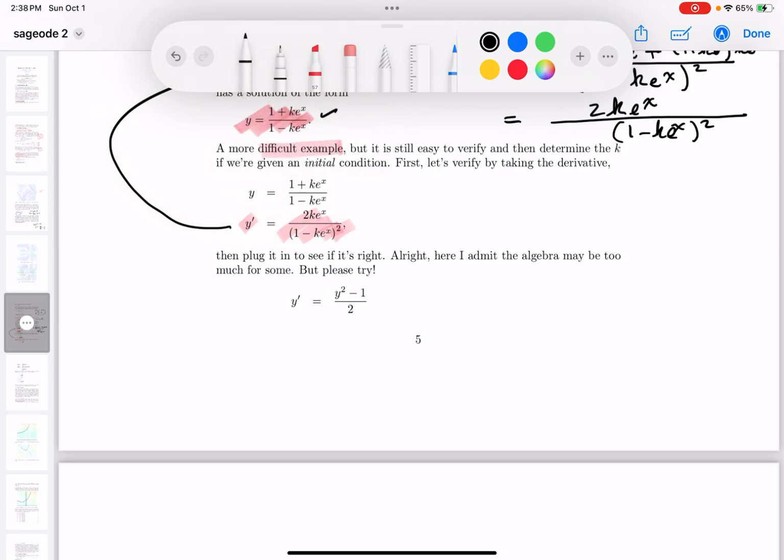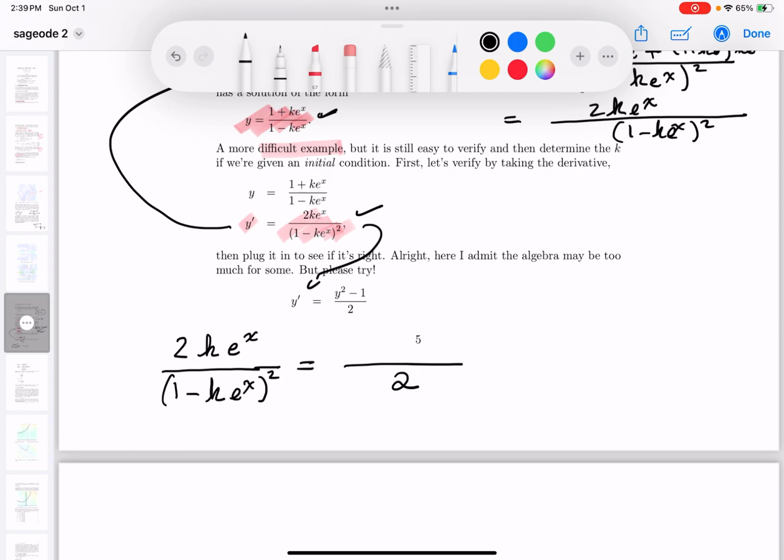And I got y prime. It's right here. What I'm going to do, I'm going to plug it in right over here. It's going to be 2k e to the x over 1 minus k e to the x squared. That's what y prime is, right? What do we get over here? You get y squared. Well, what's y squared? It's right up here. We'll do that later, minus 1.